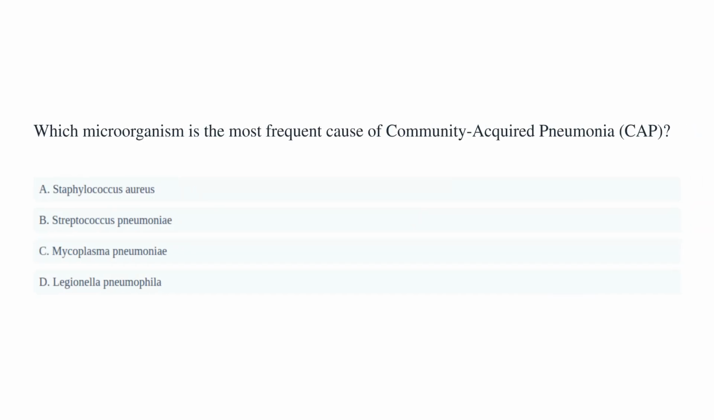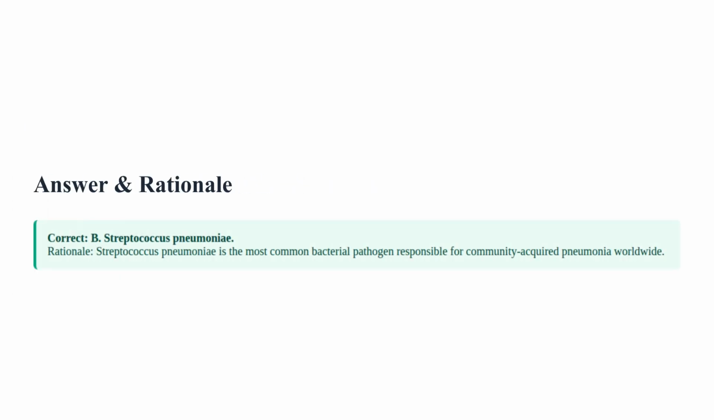Let's start with our first question. Which microorganism is the most frequent cause of community-acquired pneumonia, or CAP? The correct answer is B, Streptococcus pneumoniae. It is the most common bacterial pathogen responsible for community-acquired pneumonia worldwide.